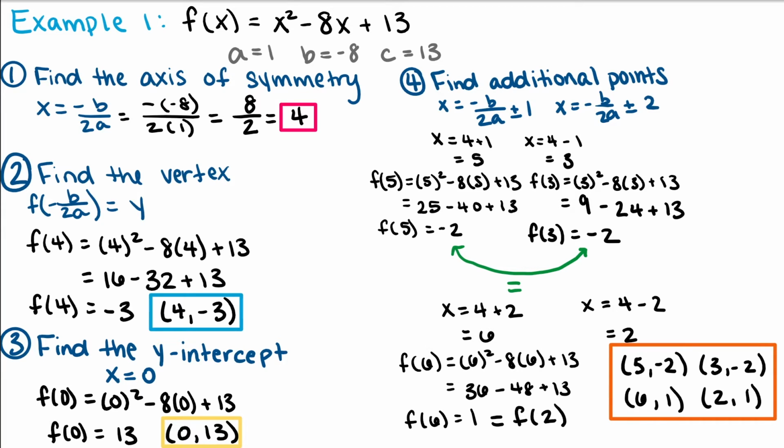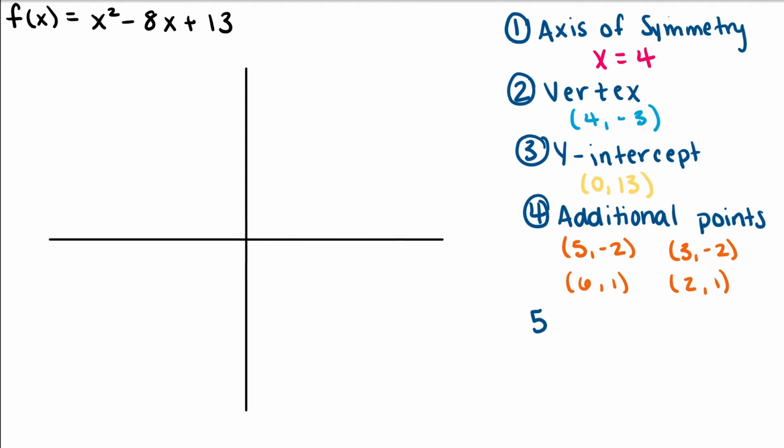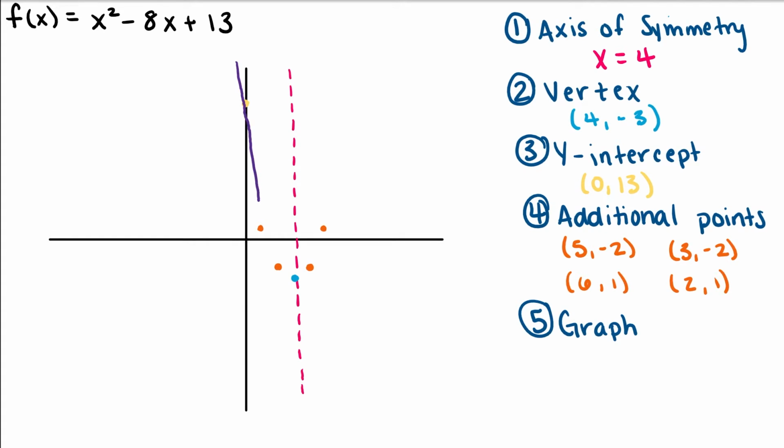Now, let's graph our parabola. First, we'll plot the axis of symmetry, which is x equals 4. Next, the vertex at (4, -3). Plot the y-intercept at (0, 13), and the additional points we found. Now, we'll connect the dots and view our parabola.